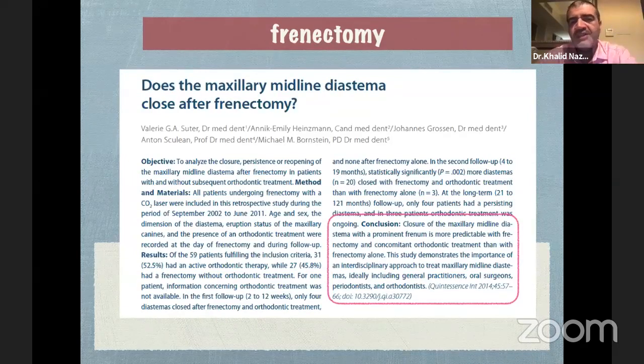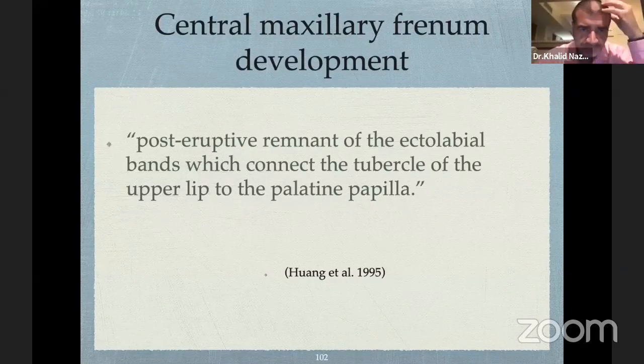But the point is, what is the relationship between a diastema and the maxillary frenum? Is there a true relationship? Clinically, it looks like there is an association between large frenum attachments and penetrating frenum attachments and deep frenum attachments between maxillary central incisors and persistent or relapsed diastemas. So don't forget that frena is part of the oral cavity. It's a post-eruptive remnant, and it connects sometimes deep to the palatine papilla, and those are very challenging.